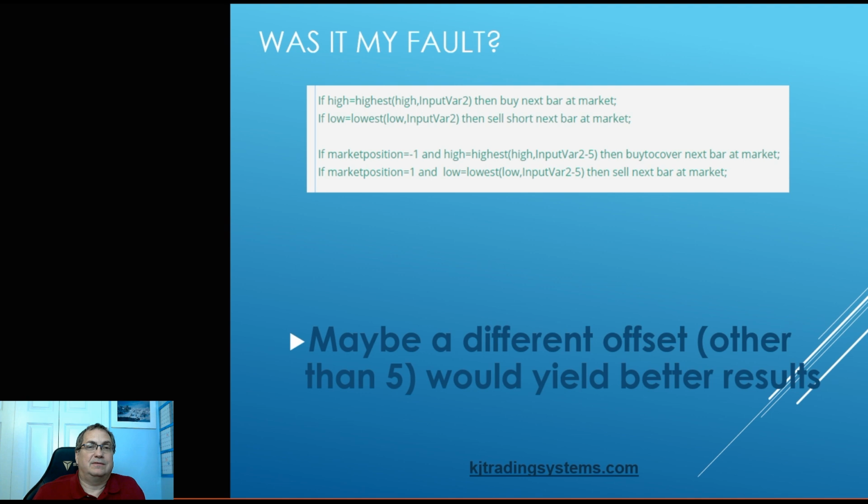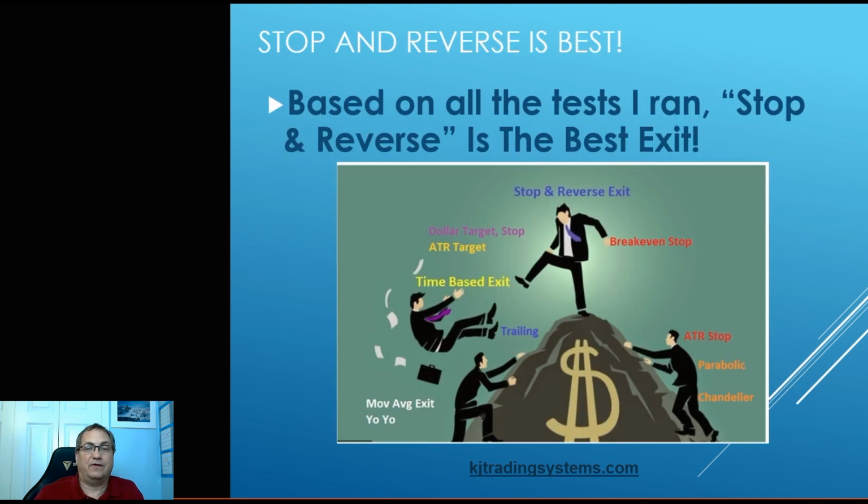Maybe it was my fault. Maybe I shouldn't have picked 5 for the offset. I don't know. But 5 seemed reasonable. That's what I tried. Maybe you go and do it yourself and you try a different value. Maybe you'll get better results. If you do, let me know. I'd be curious. So, again, the stop and reverse is the best.